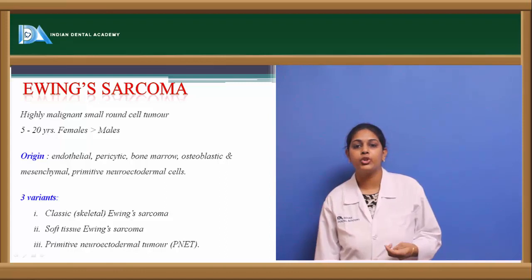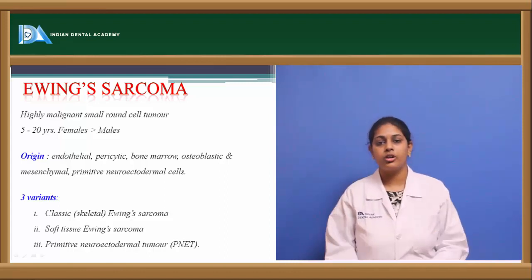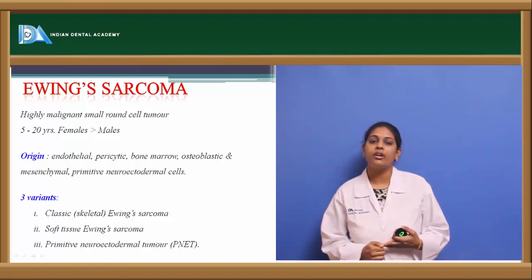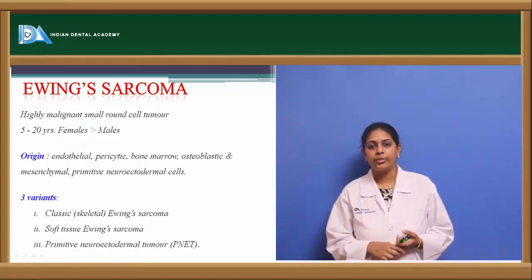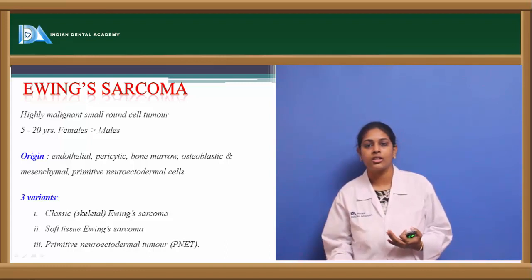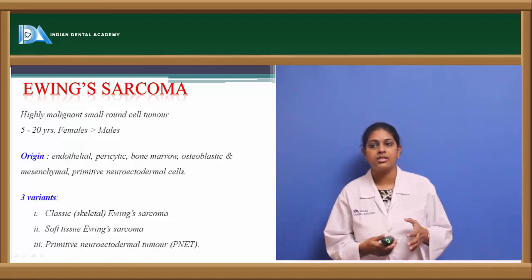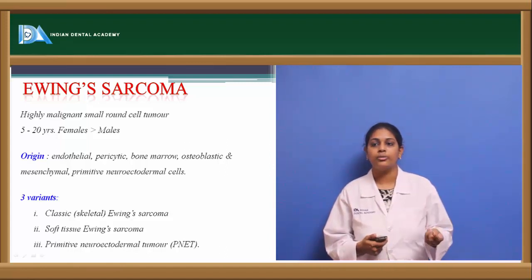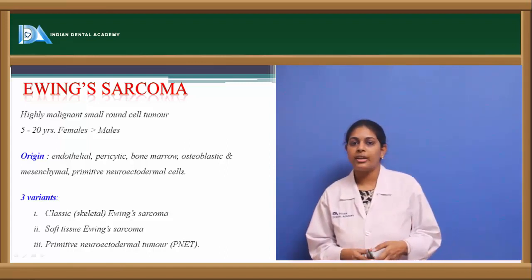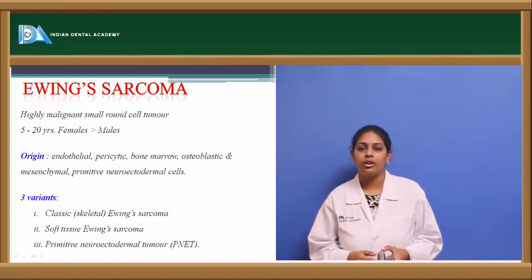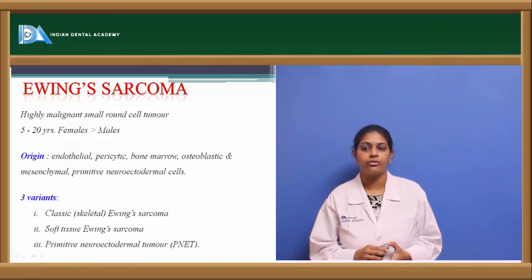It is a highly malignant tumor which is composed of numerous small round cells, and these small round cells can also share histopathological features similar to those of Hodgkin's lymphoma. So it's very important to differentiate among these types from the other tumors. The most commonly involved age group is 5 to 20 years, and it shows a gender predilection to males when compared to females.